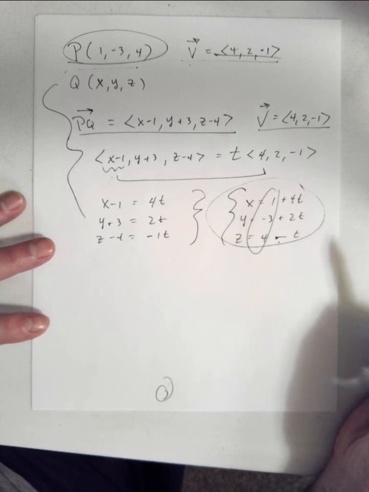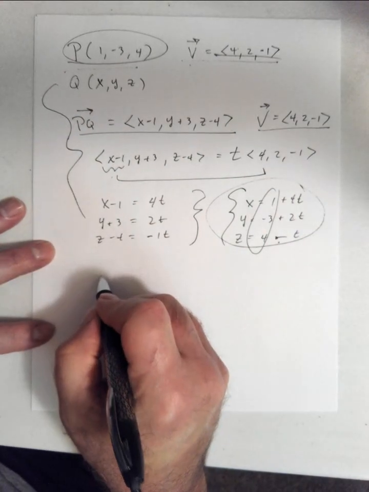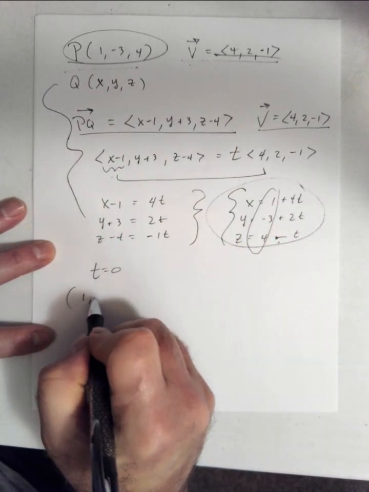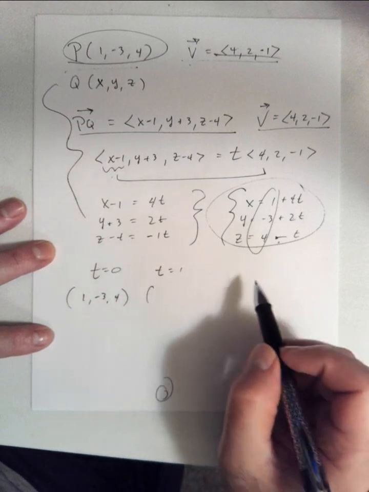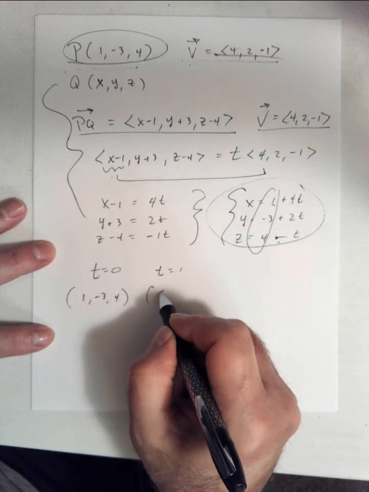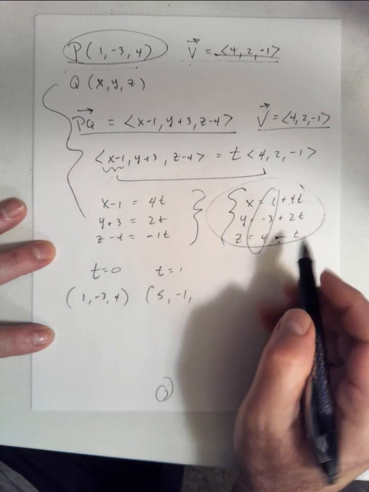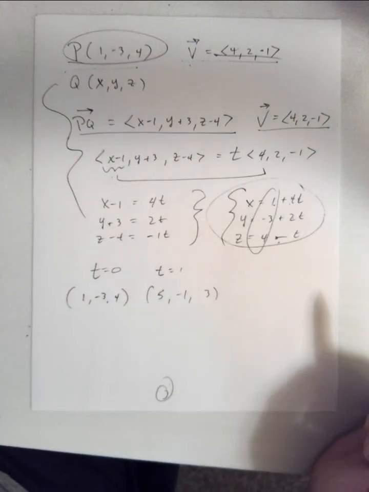And if you want to find some points, just plug in a value for t. For example, if t is 0, we get 1, negative 3, 4, which was our given point. If t equals 1, we get 5. Negative 3 plus 2 is negative 1, and 4 minus 1 is 3. So there's another point, and all of these points are going to be on that line in space.